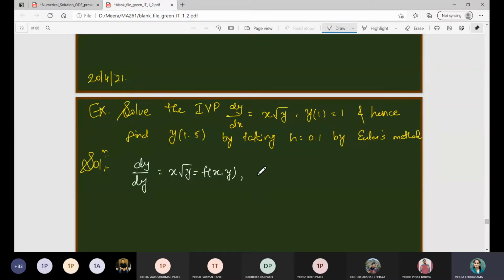Then what is the initial point we are given? x0 is 1. At this point, the corresponding y value, which we denote with y0, is also 1. And we are asked to find y at 1.5, and h is equal to 0.1 we have to take. So the initial point is 1, we have to consider step size 0.1 and reach the point 1.5, and at that point we have to evaluate the value of y.